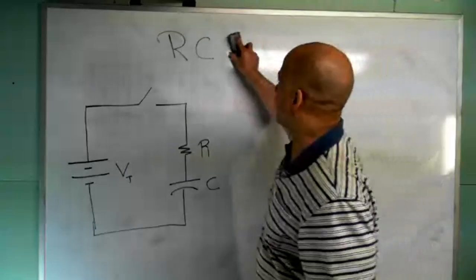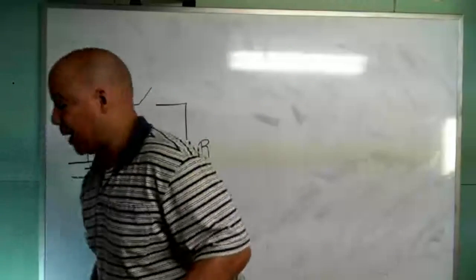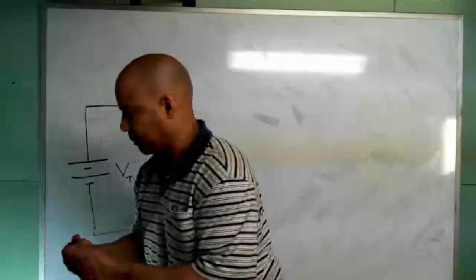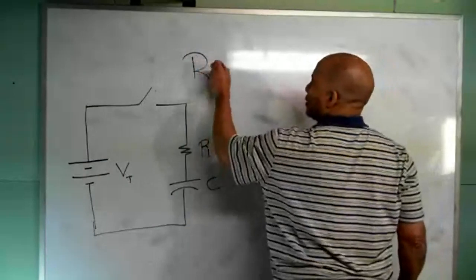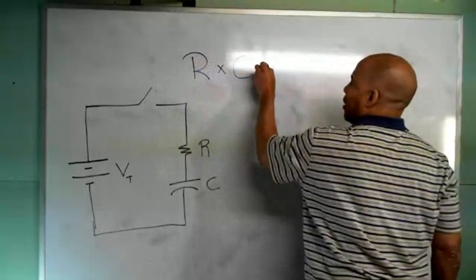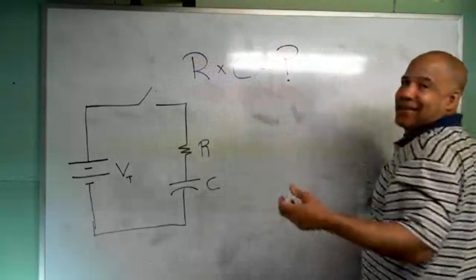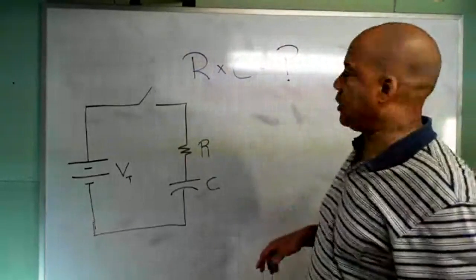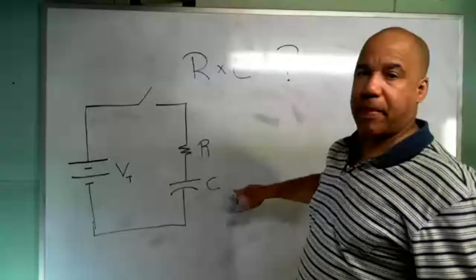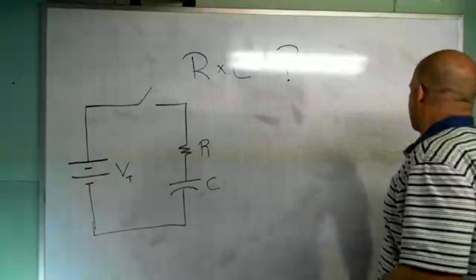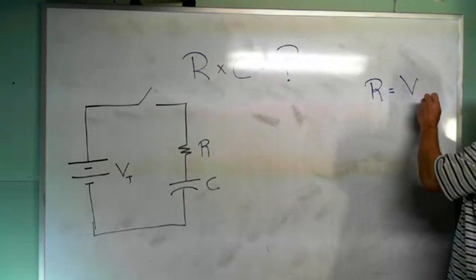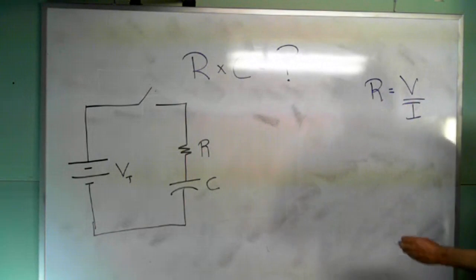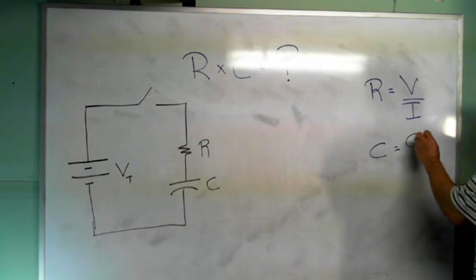All right. Now, let's start by looking at the product. If I take R times C, I want to know what will I get? What kind of thing is this? What kind of physical quantity will I get by multiplying the resistor value by the capacitor value? So the way we'll do that is we know that R equals V over I, and we know that C equals Q on V.